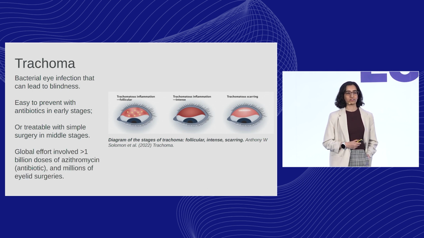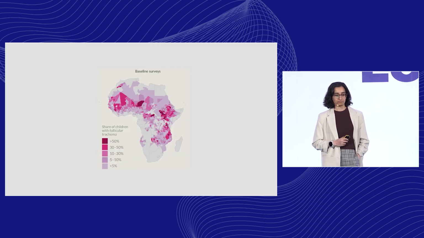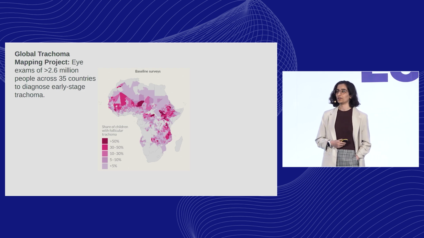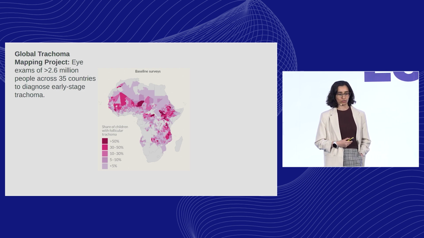So in the 2000s and 2010s, there has been a global effort to try to reduce the prevalence of trachoma. That involves more than 1 billion doses of an antibiotic called azithromycin and millions of eyelid surgeries in the countries that it affects. You can see that there has actually been a lot of data collected on this topic for the purpose of reducing the prevalence of trachoma.